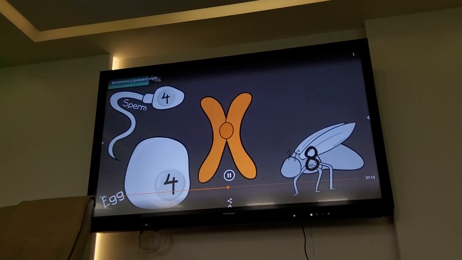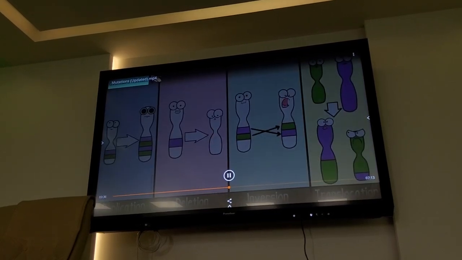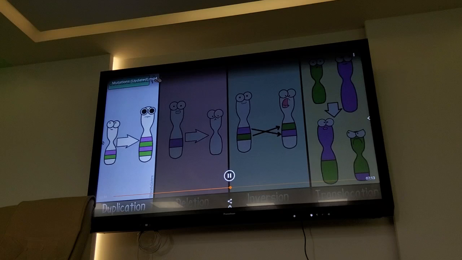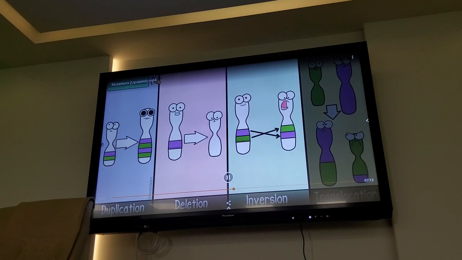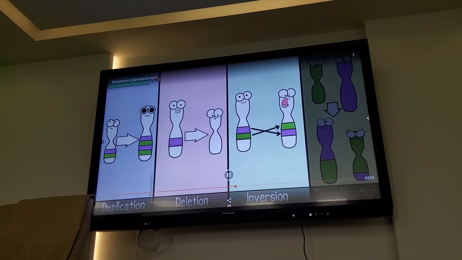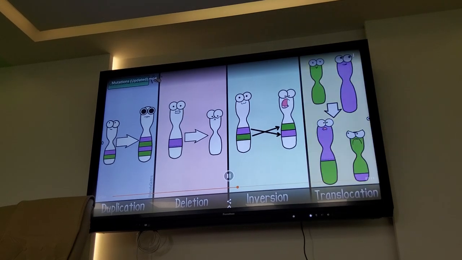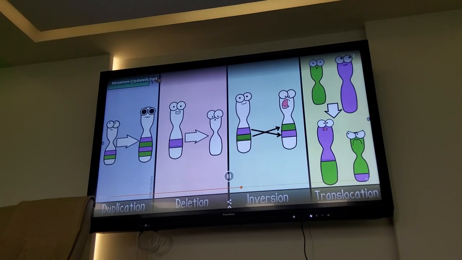Some examples of chromosomal mutations include duplication, where extra copies of genes are generated, deletion, where some of the genetic material breaks off, inversion, when a broken chromosome segment gets inversed, which means reversed, and put back on the chromosome, or translocation, when a fragment from one chromosome breaks off and attaches to another chromosome.